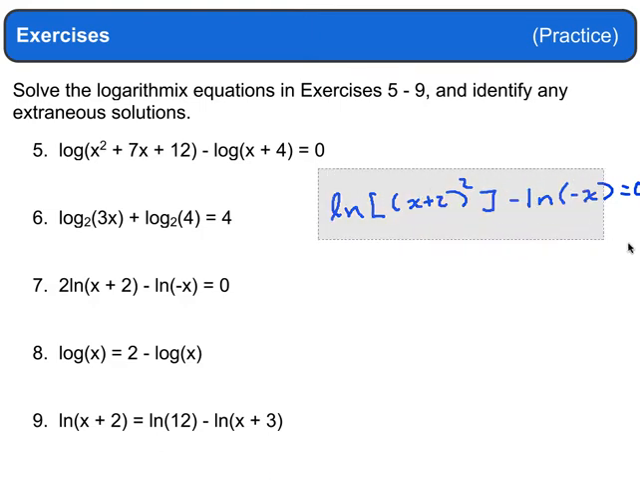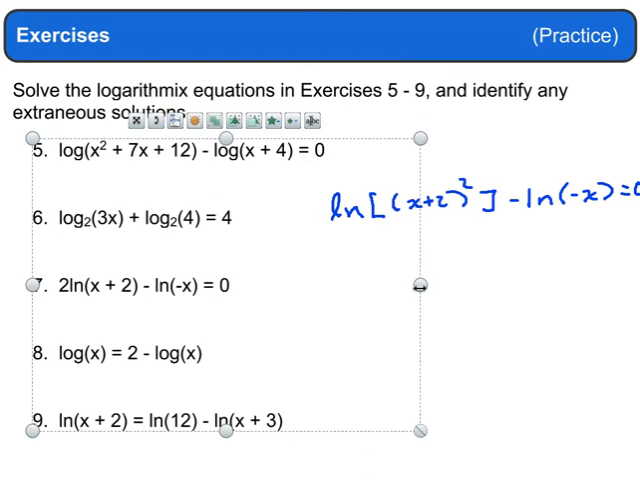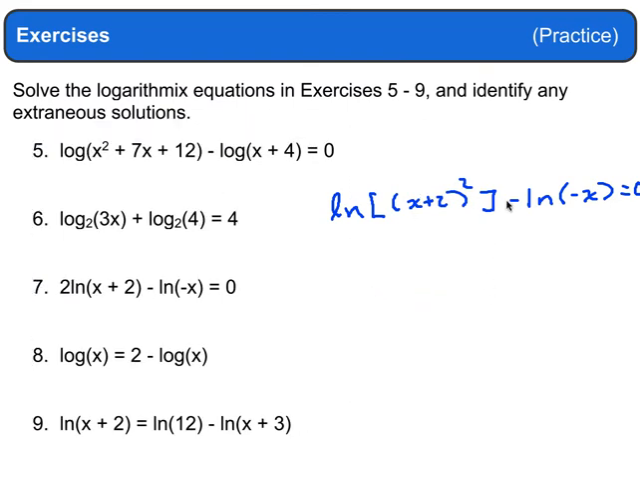So anyway, now with the subtraction sign, we're going to combine our natural logs. So we have a natural log with an x plus 2 squared in the numerator and a negative x in the denominator, and we set that equal to 0.